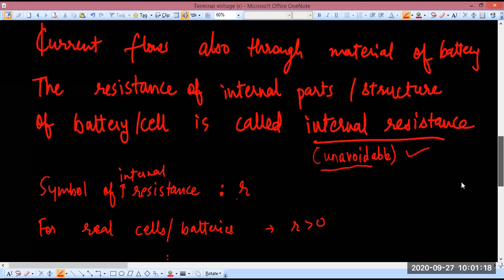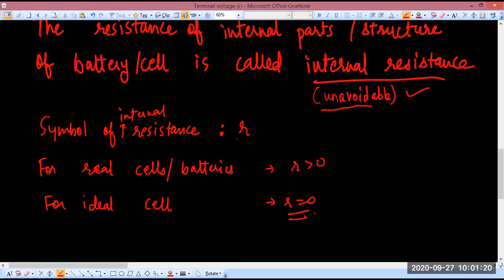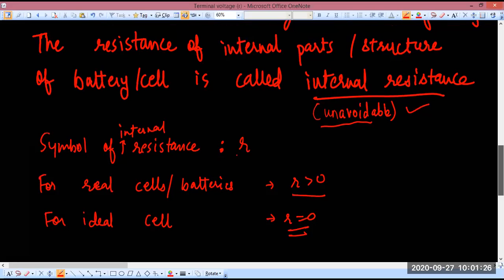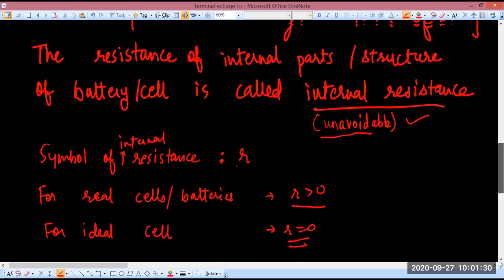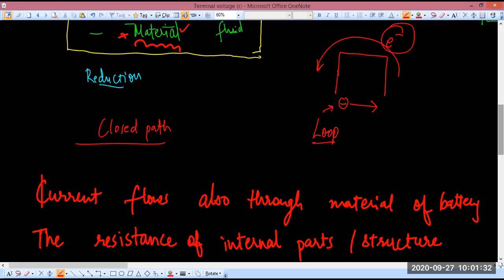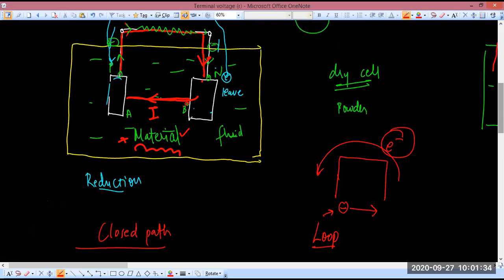Okay, and ideal cells or ideal batteries will have r equal to 0. For real battery, r is definitely greater than 0. Okay, you can minimize it, but you can never make it 0, right? Okay, so that's for these two things, right?